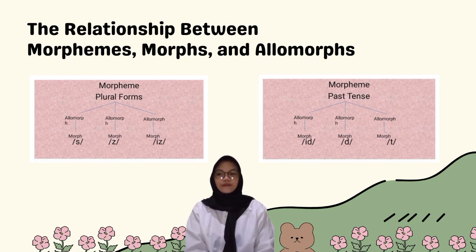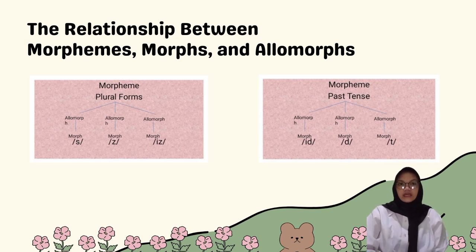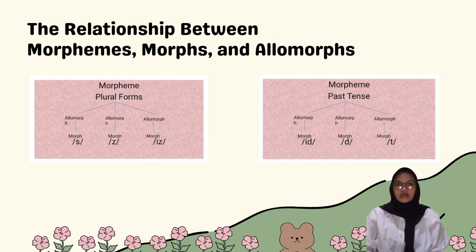The first is the plural morpheme in English, which has at least three allomorphs. The first sounds as in cats, the second sounds as in dogs, and the last sounds as in glasses. The second example is the past form morpheme, which also has three allomorphs. The first is as in slammed, the second sounds as in slipped, and the third is as in stilted.